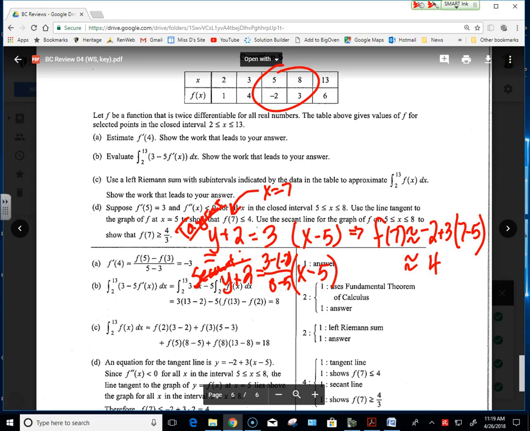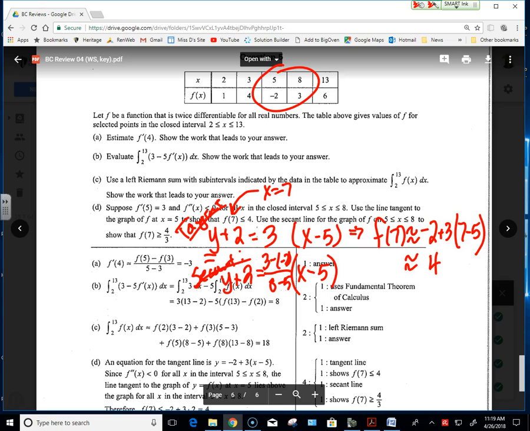Oh yeah, because 7's in between 5 and 8. Okay, good. 7's in between 5 and 8, so the secant line will be below the actual value. So the secant line will under approximate. And once again, since the concavity is down, the secant line will under approximate for that region. So therefore, the actual value is above.